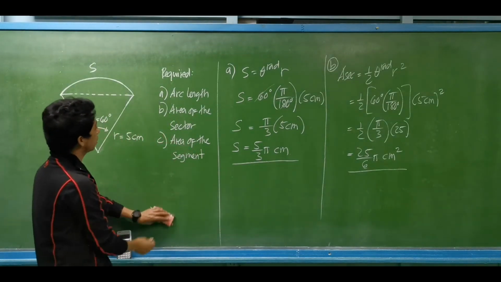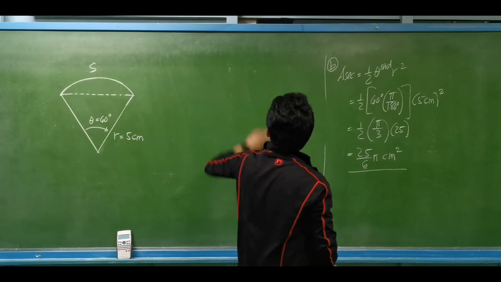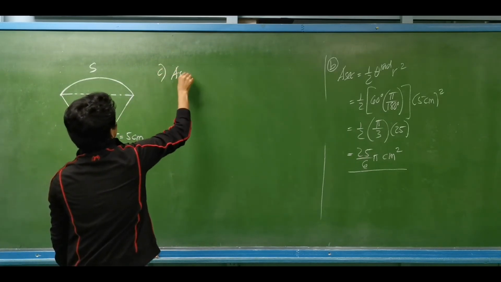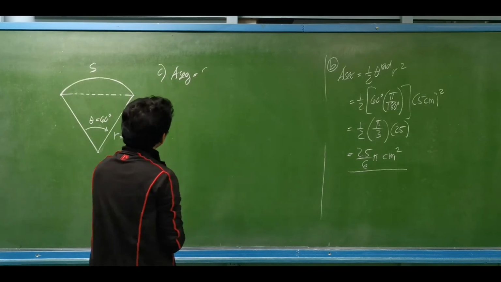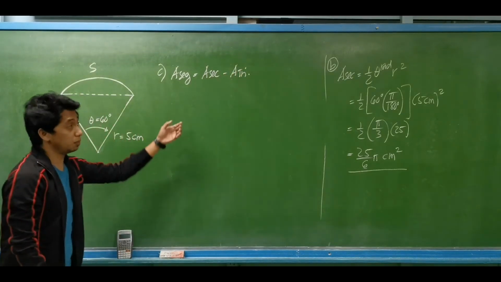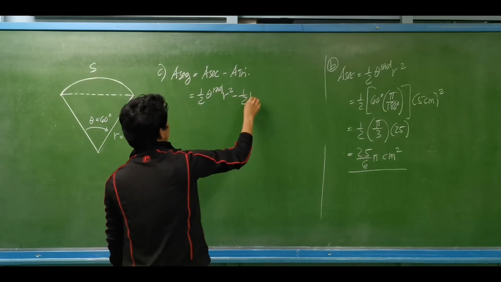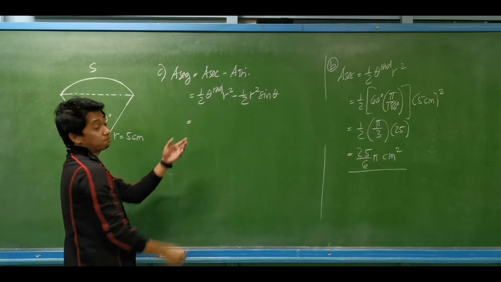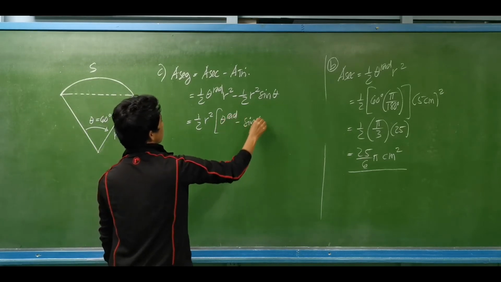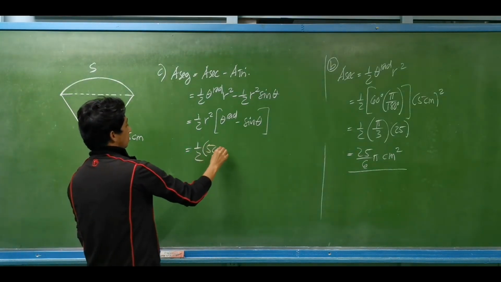Now, computing for the area of the segment, letter C. The area of a segment is basically the area of the entire sector minus the area of the triangle. We have the equation, 1/2 theta radians multiplied by the radius squared minus 1/2 the radius squared sine of theta, or the simplified form: 1/2 radius squared multiplied by theta radians minus the sine of theta. For this case, we have 1/2. What is our radius? We have 5. This is 5 centimeters squared.